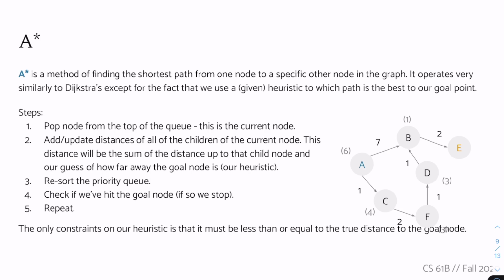And so this is a faster algorithm, and it operates very similarly to Dijkstra's, except for the fact that we use a given heuristic, so you guys don't have to figure out how to come up with that heuristic. That's a 188 problem. But we will give you a heuristic, and then you will use that heuristic to figure out which path is the best to our goal point.